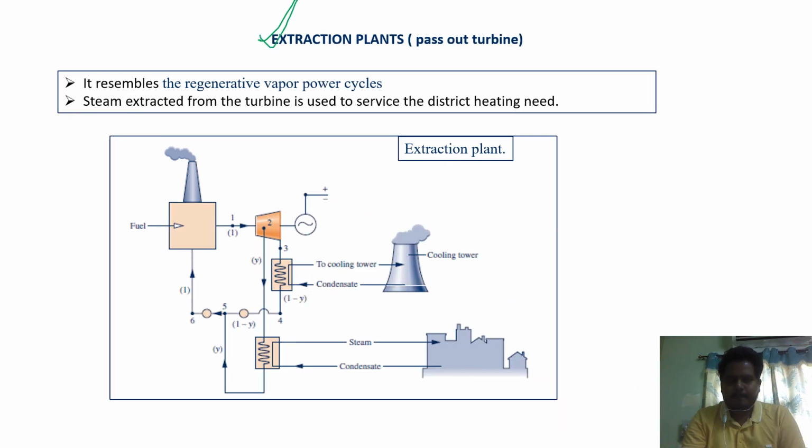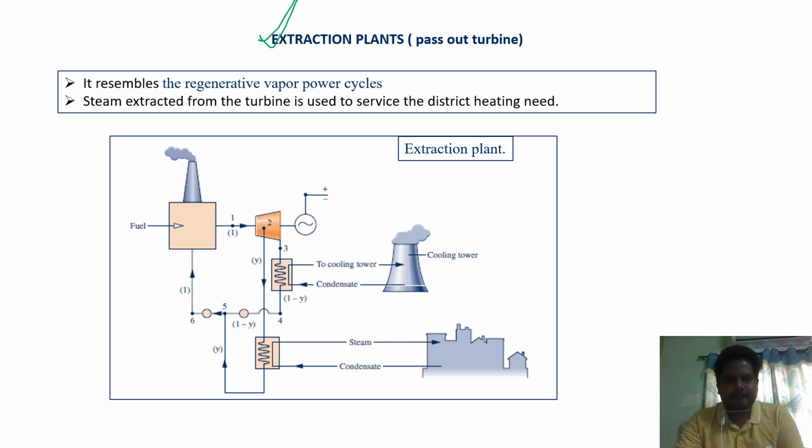Now let us see the other type of cogeneration plant, that is the extraction plant. It is also known as a pass out turbine. In the name itself it is there, extraction. Here, steam extracted from the turbine is sent into the process plant for various uses.